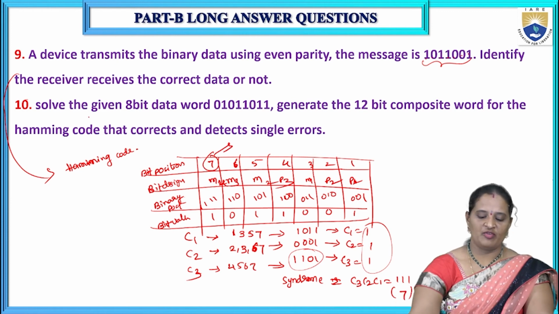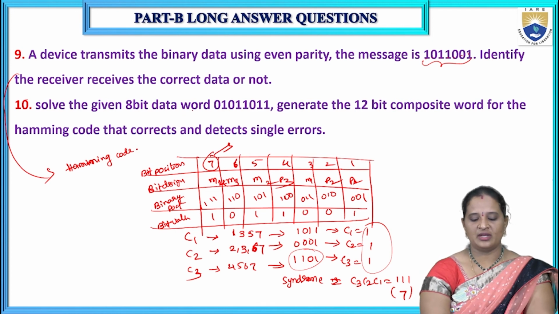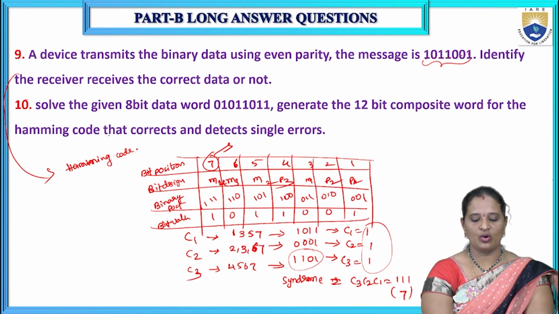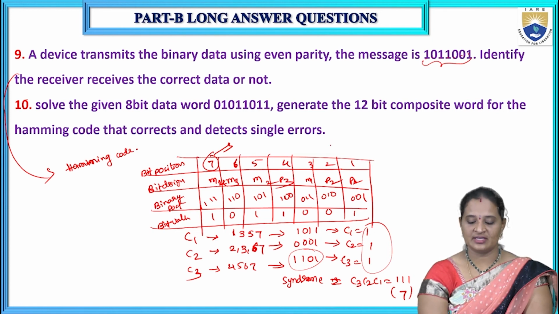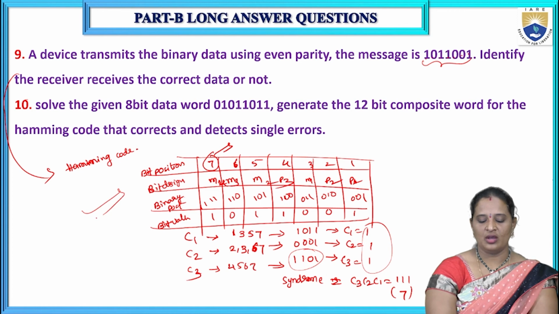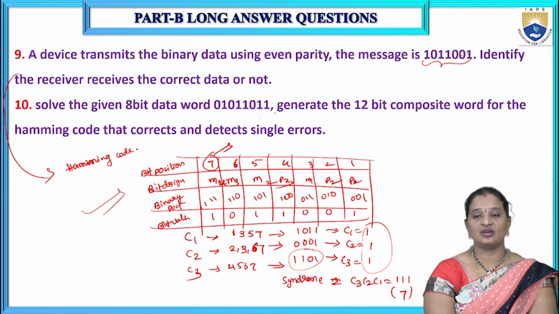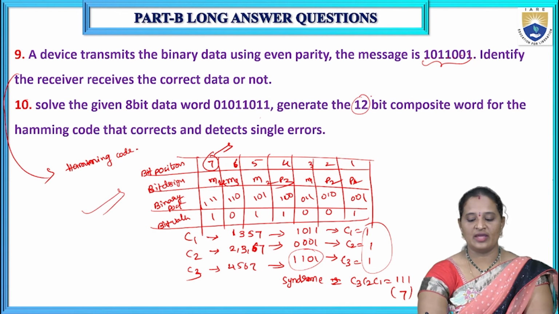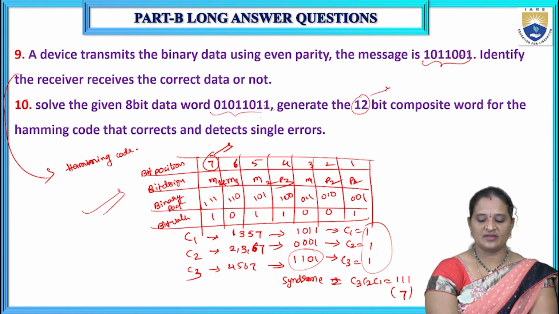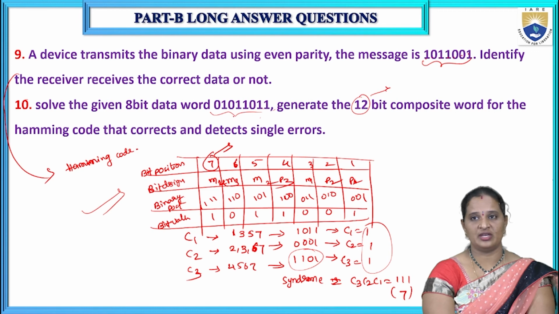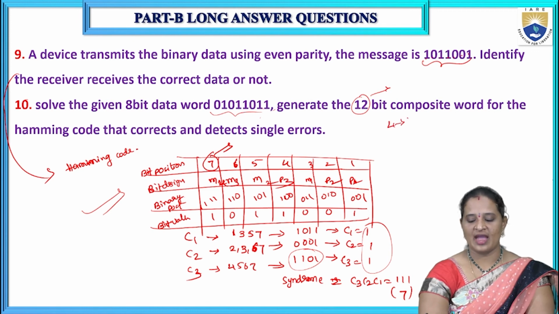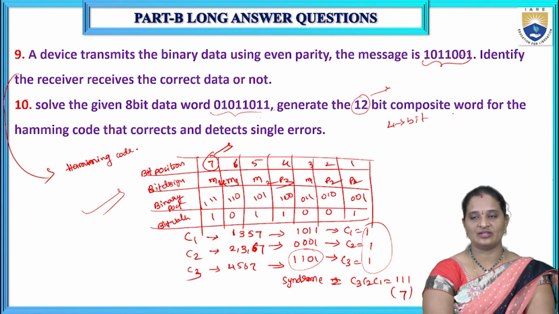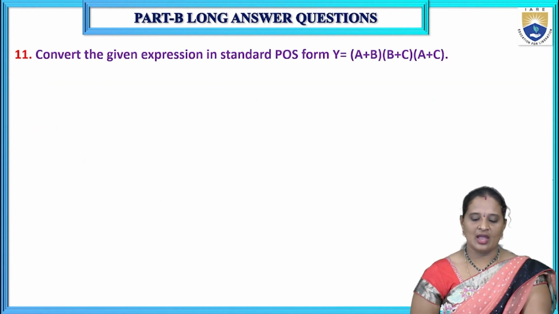Now in the same way, solve the given 8-bit data word: generate a 12-bit composite word for the Hamming code that corrects and detects a single bit error. So using the Hamming code algorithm, you just generate the 12-bit code. The Hamming code length is 12, whereas the message is given as 8-bit data. So that means 4 extra bits, which are the parity bits, are to be added. So just add them and generate the Hamming code using the algorithm.